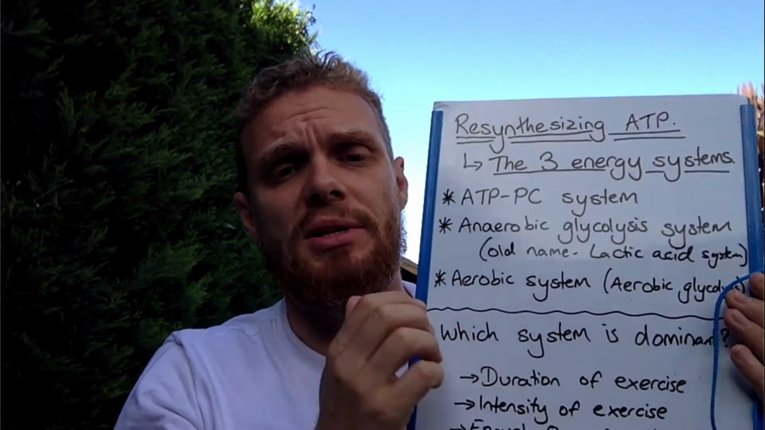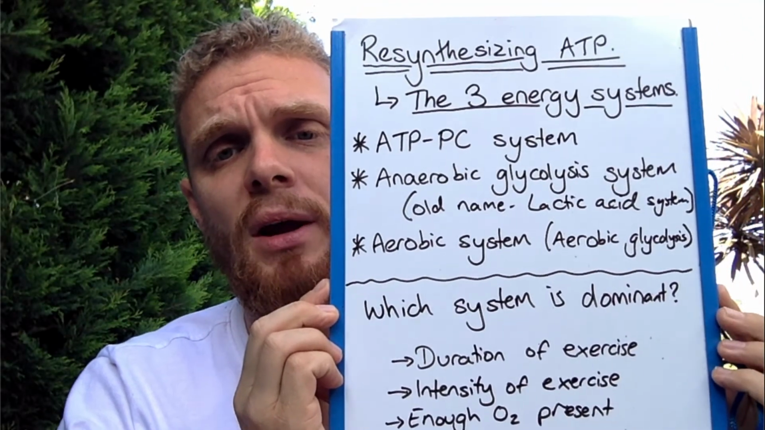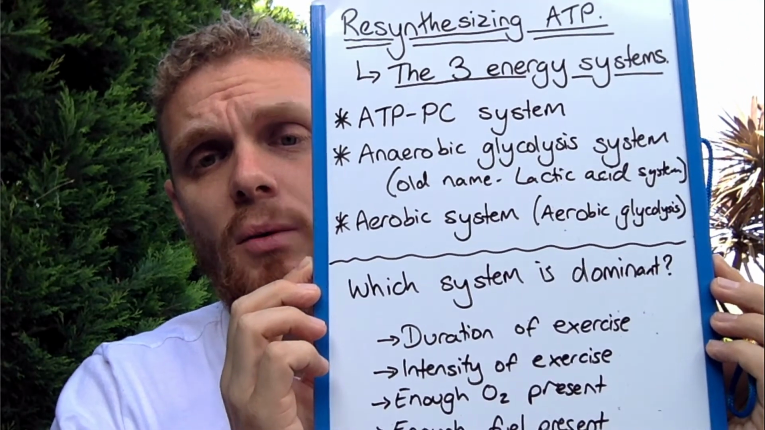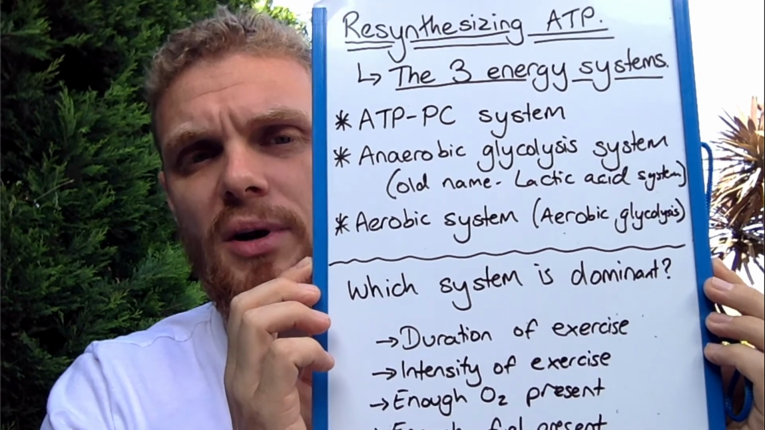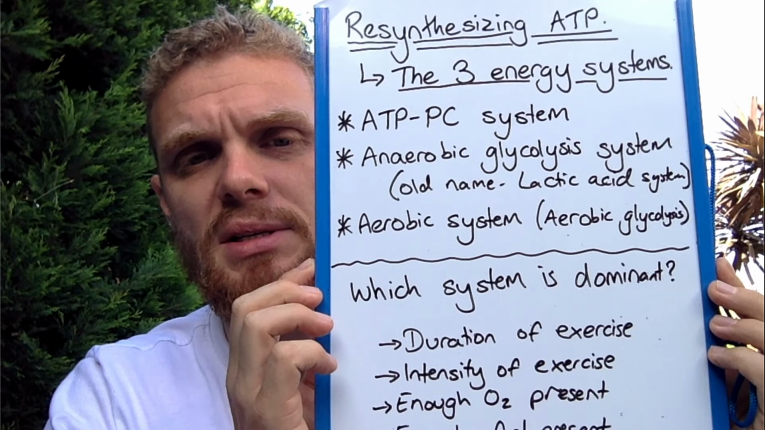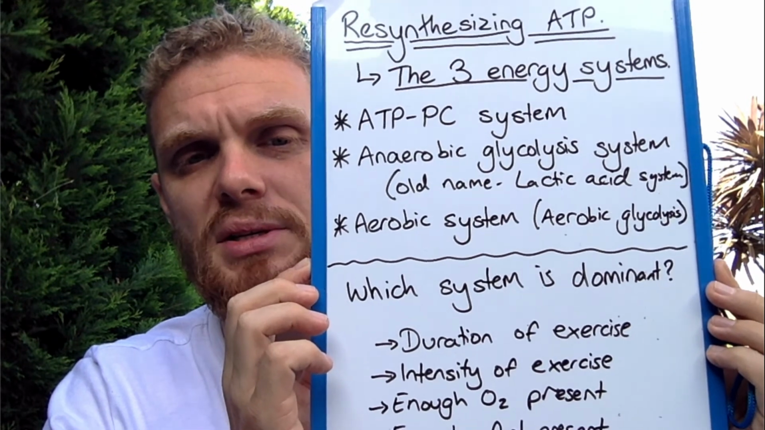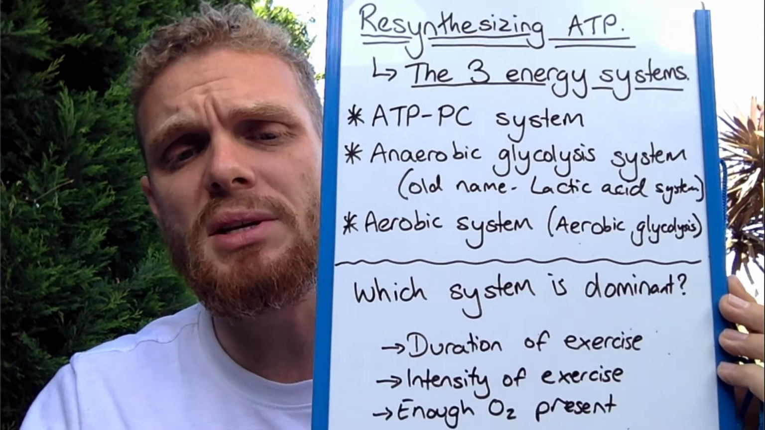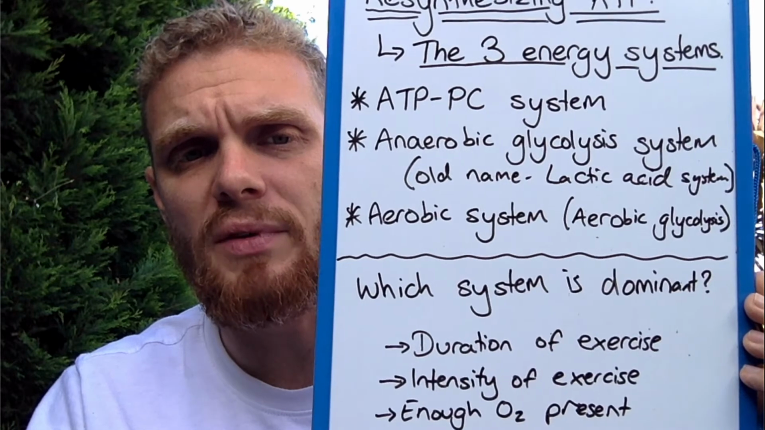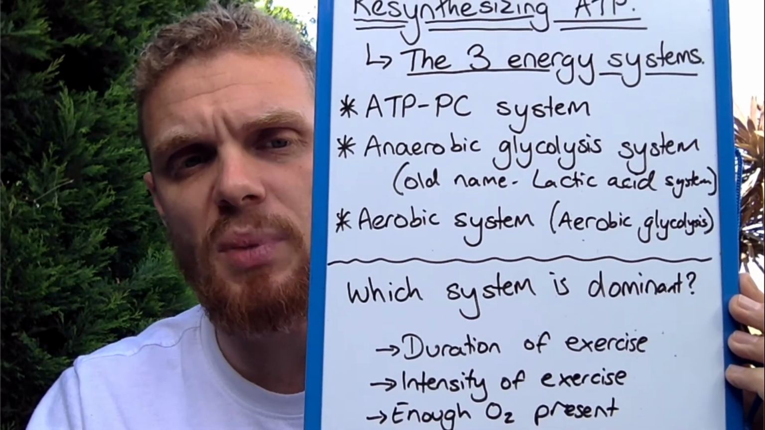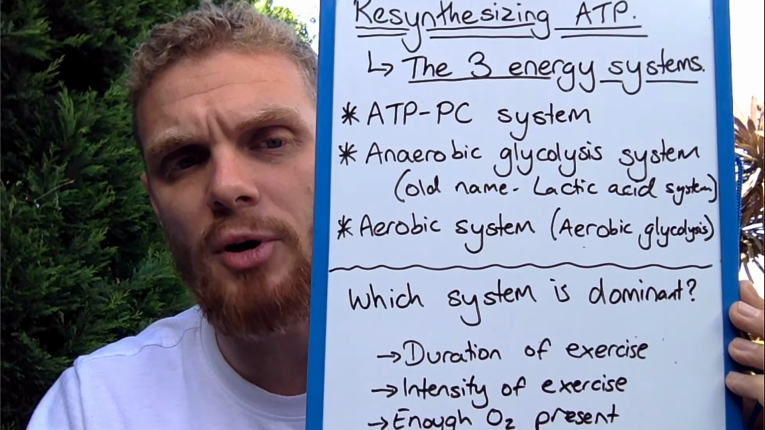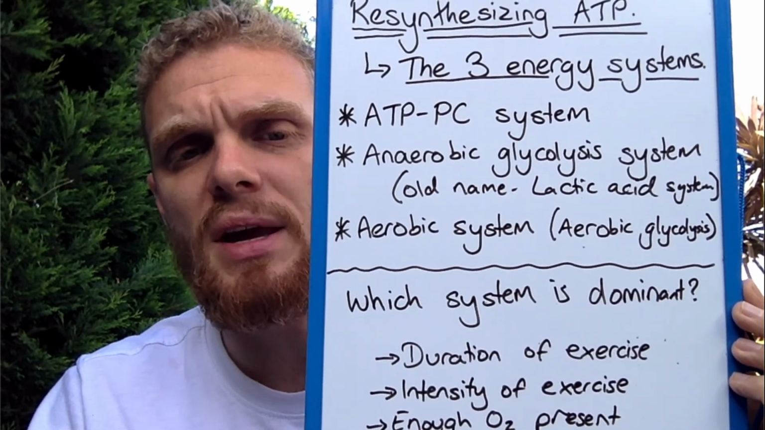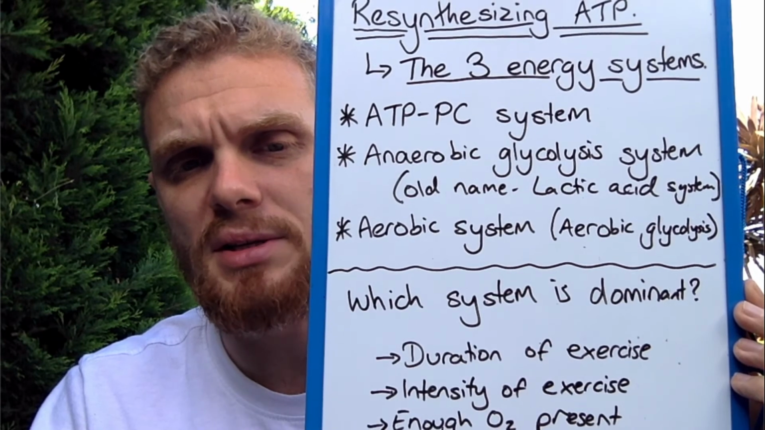What I'm going to ask you to do now is to create yourself a series of notes very similar to the ones that I've created here. So, resynthesizing ATP. When we want to resynthesize, we need to use one of the three energy systems. There's the ATP-PC system, the anaerobic glycolysis system, and you'll notice in your textbook it's also referred to as the lactic acid system. A few years ago, it was made very clear that on your end of year exam, that would not be an accepted response, so please get used to using the word anaerobic glycolysis system, and also the aerobic system or the aerobic glycolysis system.